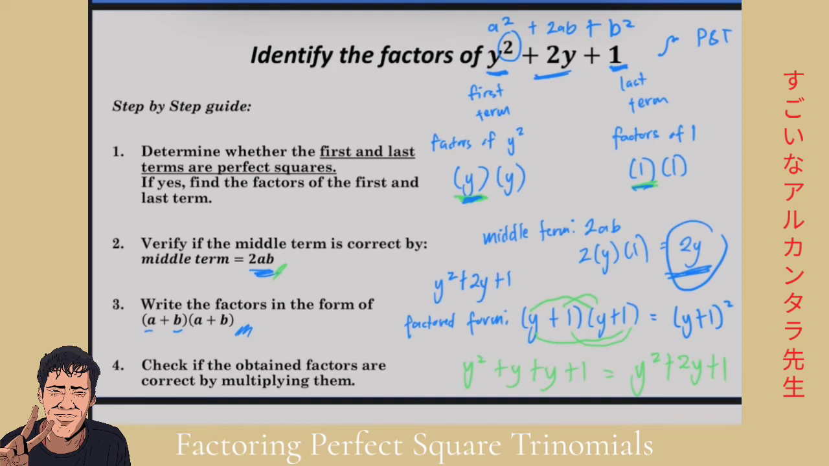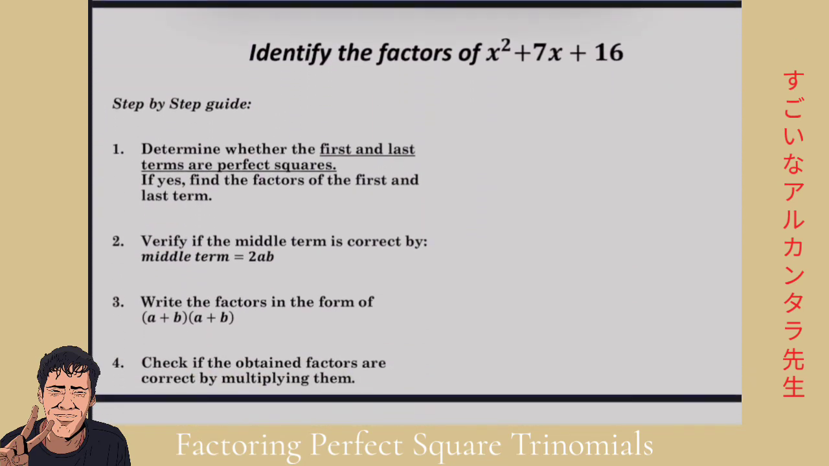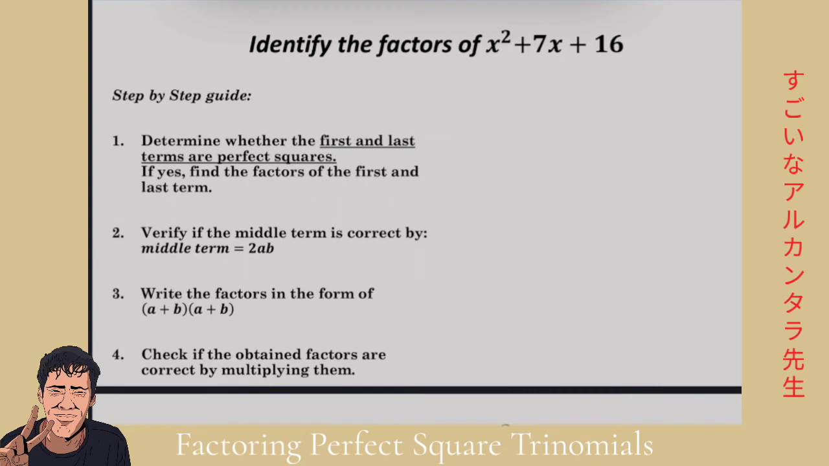To make this clearer, let's test out the step-by-step guide for our next example. Let's say we have here, identify the factors of x squared plus 7x plus 16. Again, first step, let's identify if the first and the last terms are perfect squares. And since everything is positive, also consider the positive factors for the last term. So for x squared, we know that this is x times x, while for 16, this is 4 times 4.